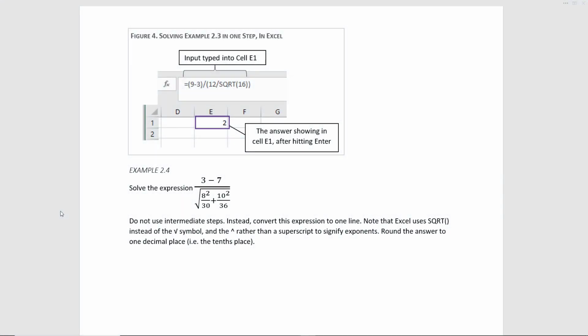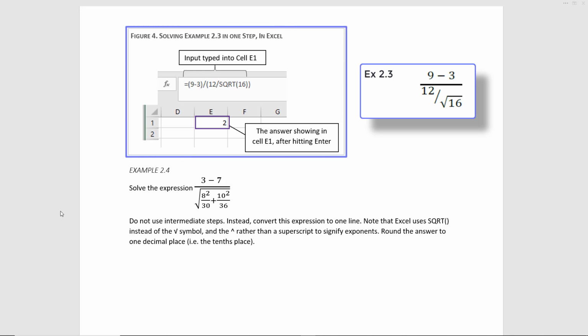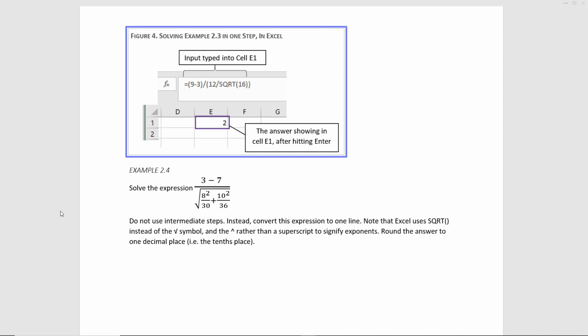In this video, we're going to continue talking about order of operations and using order of operations to do calculations in one step with a computer assist. In our case, we're using the spreadsheet Excel. In the last video, we solved example 2.3 in one step in Excel. So you see the original formula here, and you see figure 4 that shows the solution in Excel. If you want to see the walkthrough of that, that is in our prior video.